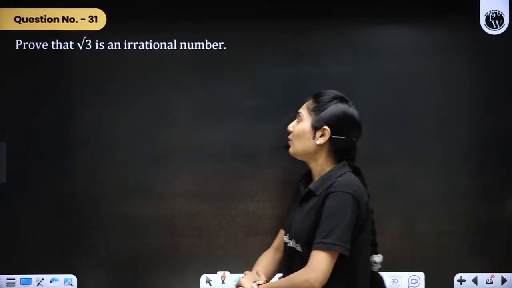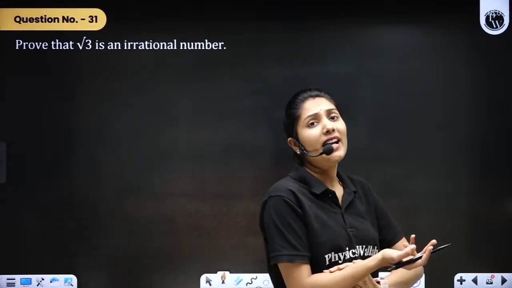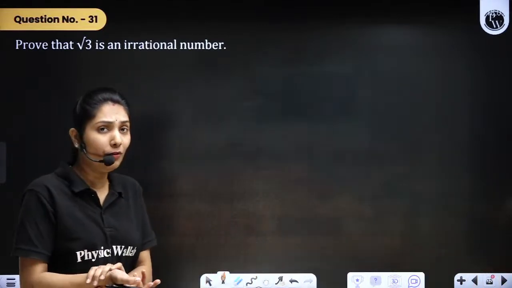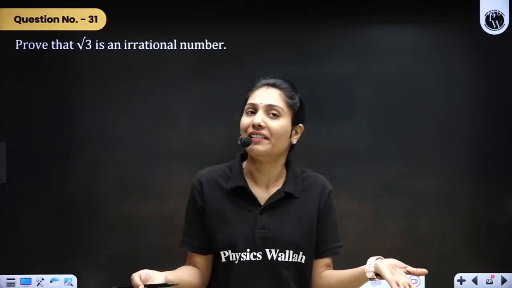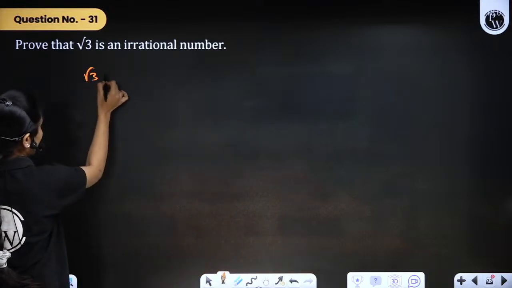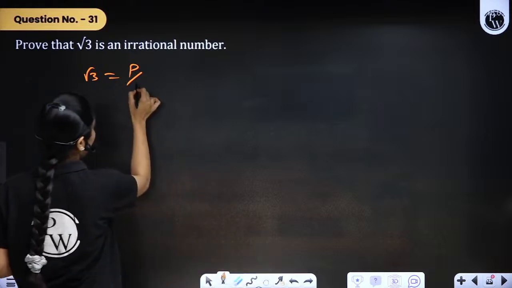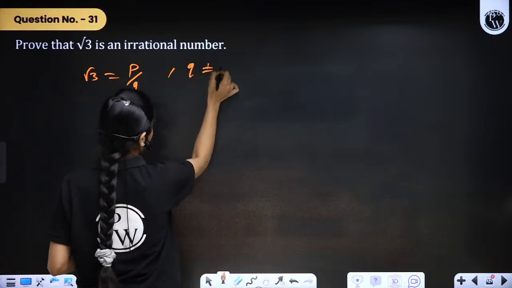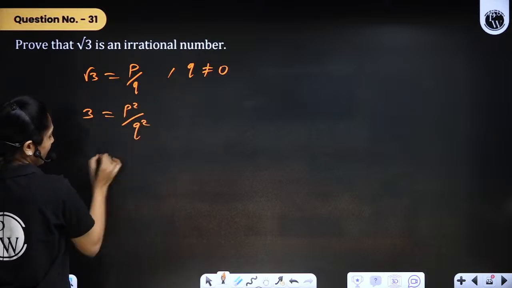Next is prove that root 3 is an irrational number. Now this is the easiest one, right? How can we prove it? Just by considering that root 3 is not irrational, it's the rational one. So if I consider root 3 as rational, I can write it in the form of p by q, where q cannot be equal to 0. Correct? Which means 3 is equal to p square by q square.